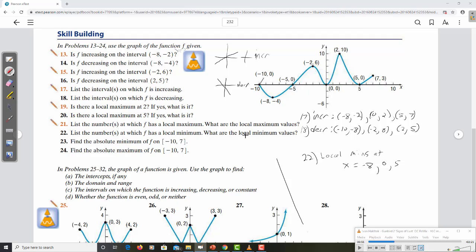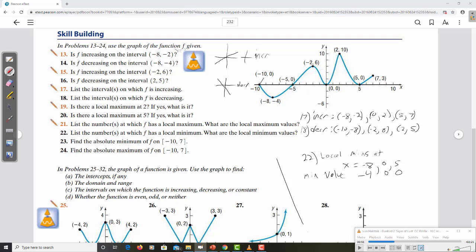started using function notation, the function notation was the replacement for y. So when it asks what is the value of the function there, it's asking what is the y value. So we would say the min value is, well, at -8 it is -4, at 0 it is 0, and at 5 it is also 0.